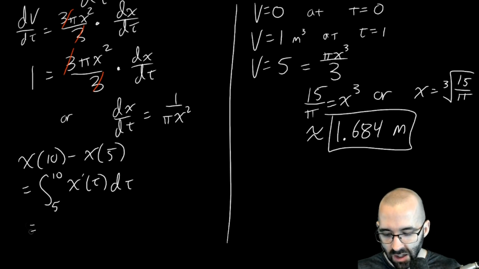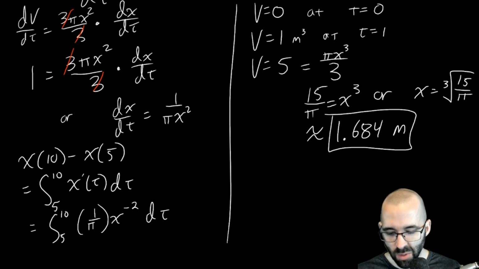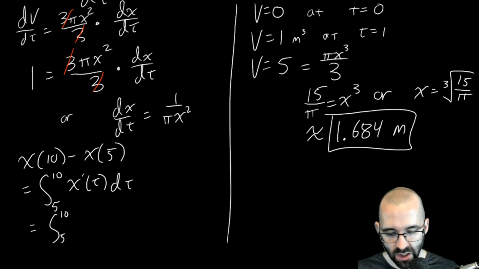And we're going to get the integral from 5 to 10 of the derivative, which is 1 over pi x squared. Write that as 1 over pi x to the negative 2. Oh, wait. No, that's the problem with doing this. This is a function of x, not a function of t. So the fundamental theorem is not going to work in this format unless we actually knew what x was in terms of t, which we could by using this, right?